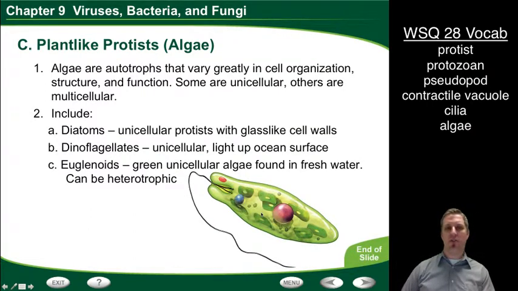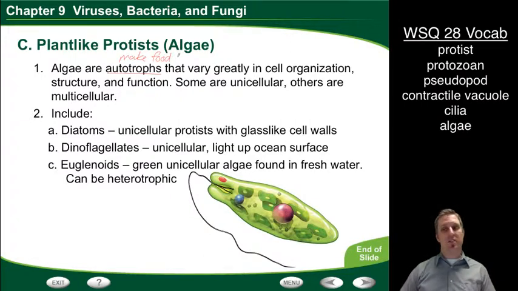So those are animal-like protists. Next, we have what are called plant-like protists. These fit under the group we call algae. So if animal-like are known as protozoa, plant-like are known as algae. Algae are autotrophs, so that's why we think of them as plant-like. Autotroph meaning that they make their own food, as opposed to heterotrophic protists like protozoa.